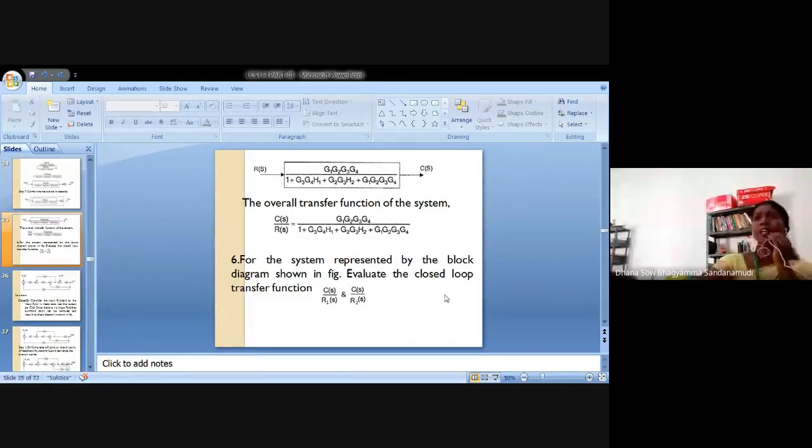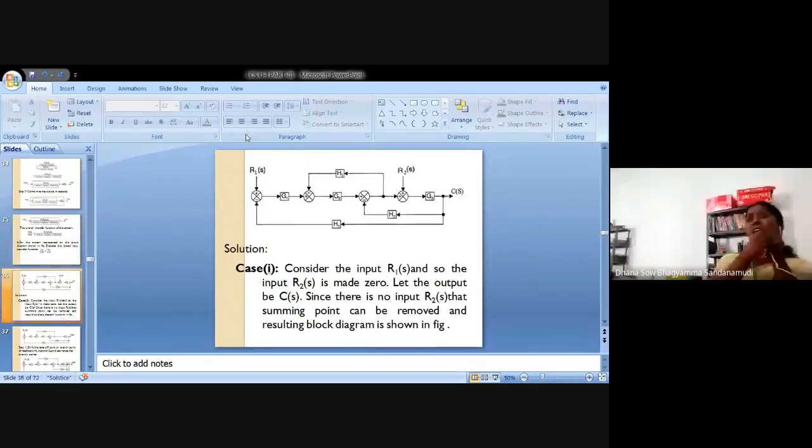Okay, so in the next problem, Amma, I'm going to give two inputs. I have two inputs here, R1 and R2, and one output. So I have to reduce this block diagram to determine the transfer function. What we know till now is that for a given input, the desired output will be there. Output by input will give us the transfer function.